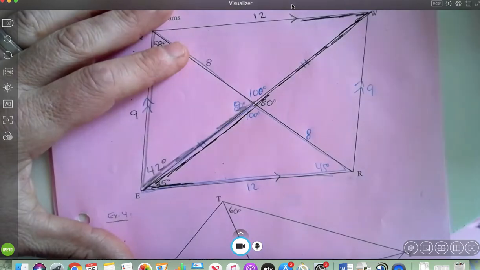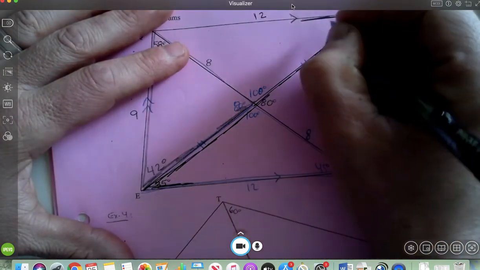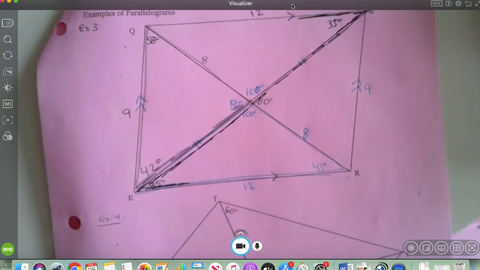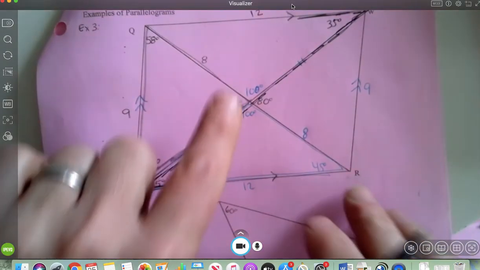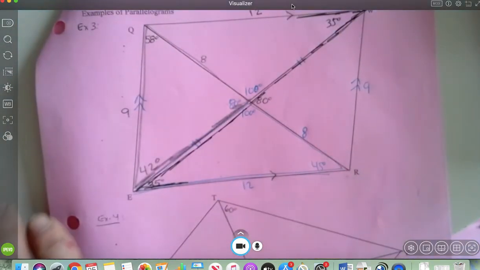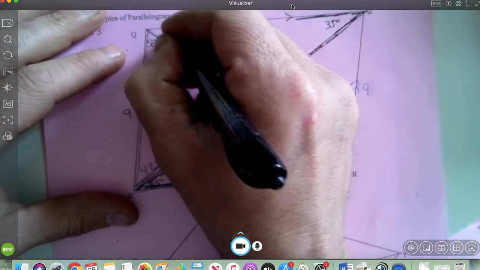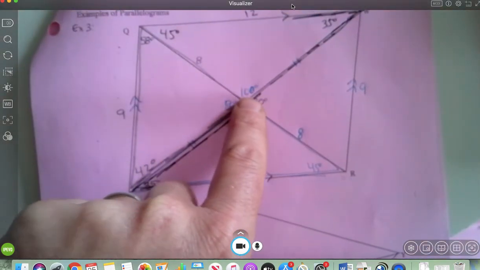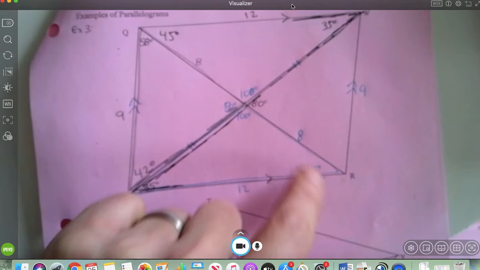So if that's 35, then that's 35. Angles within the Z are congruent. I could use my triangle here to finish this off, or I could use another Z if I wanted to. Either way, I'm going to get 45 degrees here. So I could do 180 minus 100 minus 35, giving 45. Or I could use the Z.